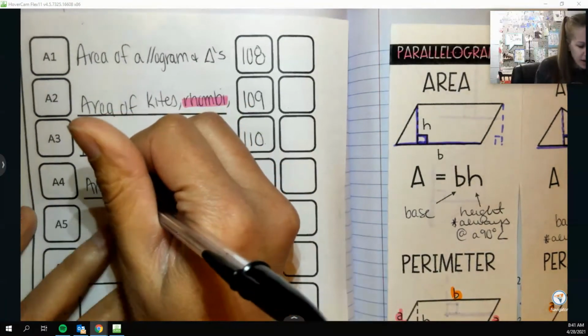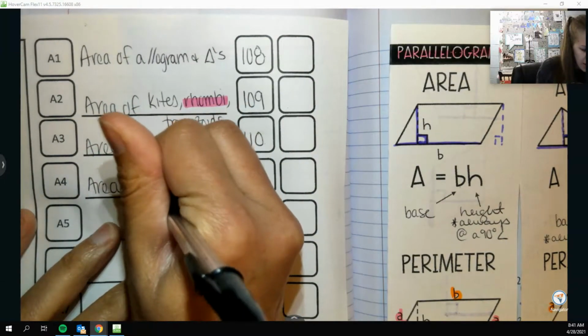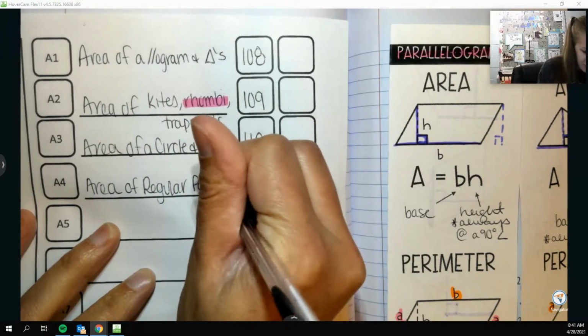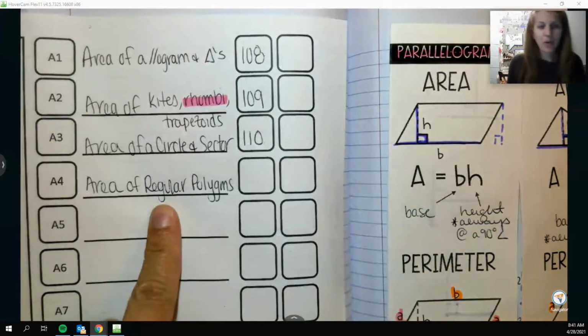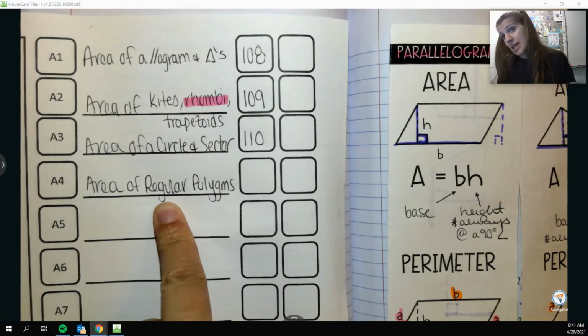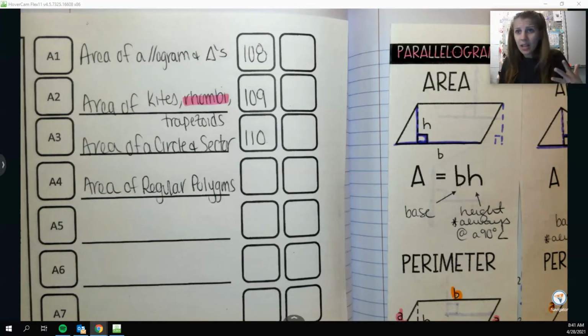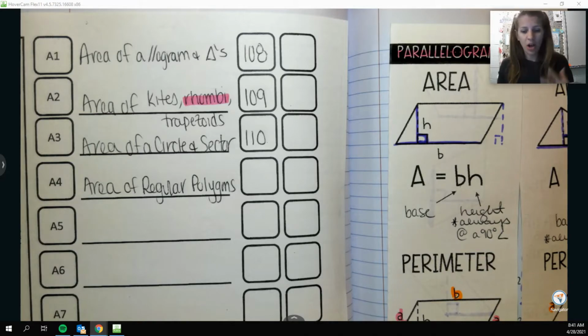So we're going to talk about area of regular polygons. And if you remember, what it means to be regular is that all the sides are the same and all the angles are the same. So these are not irregular shapes. They're not weird and contorted. They look really nice. They're any size polygons, so it could be quadrilateral, pentagon, hexagon, heptagon, octagon, all of those.